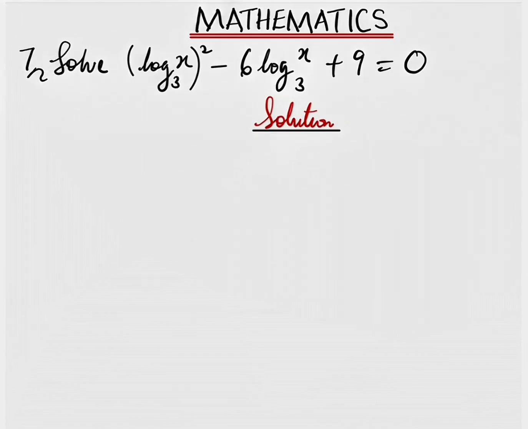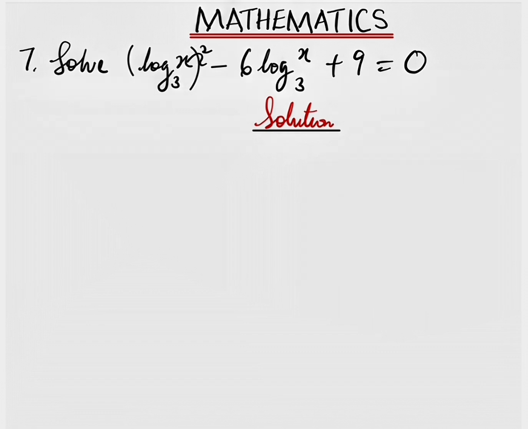Let us consider question number 7. It reads, solve (log x base 3) all squared minus 6 log x base 3 plus 9 equal to 0. This equation is already giving us quadratic equation vibes.